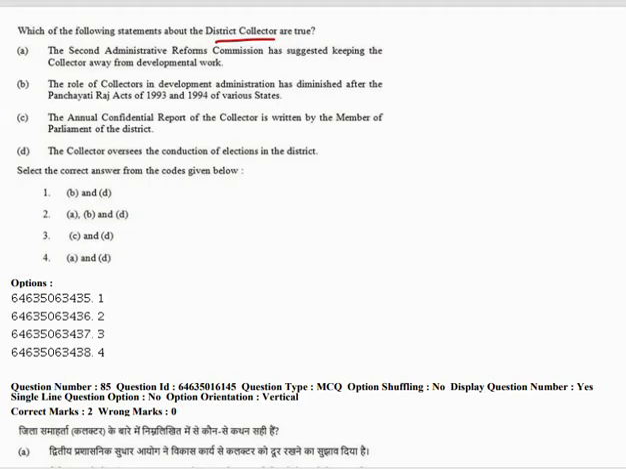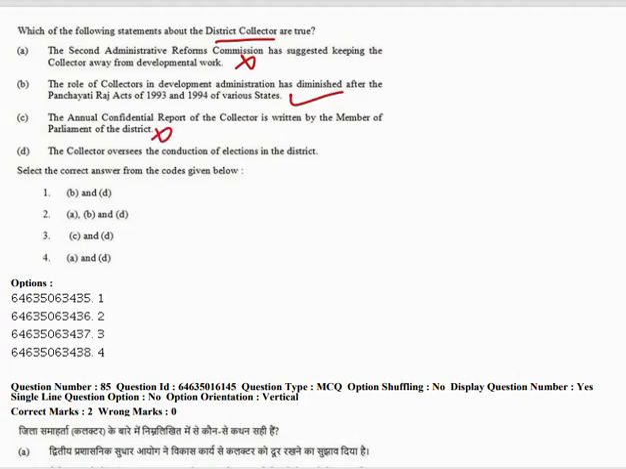85. Which of the following statement about the district collector are true? The second ARC has suggested keeping the collector away from developmental work. Wrong. The role of collectors in the development of administration is diminished by Panchayati Raj in various states. Correct. The annual confidential report of the collector is written by member of parliament of the district. No.